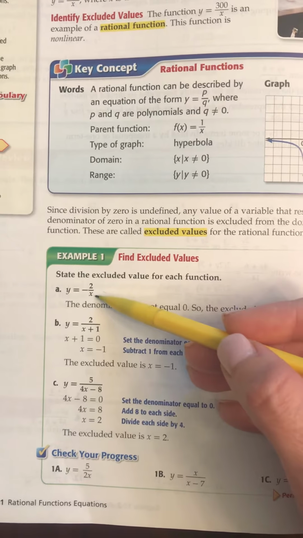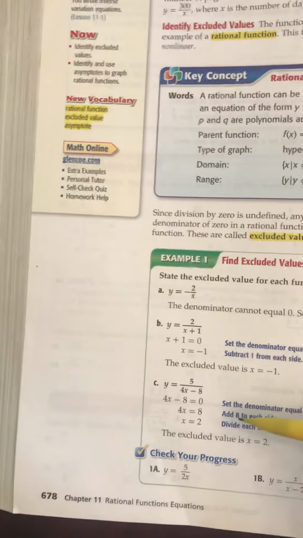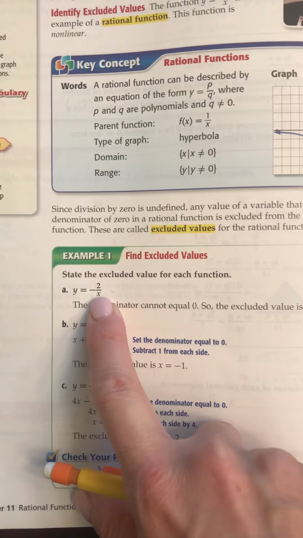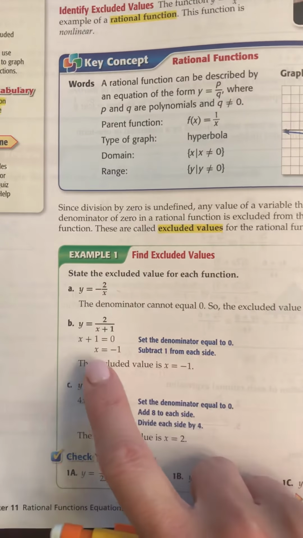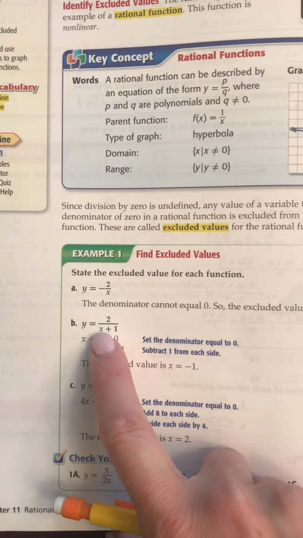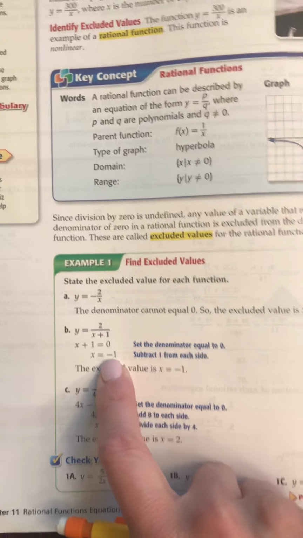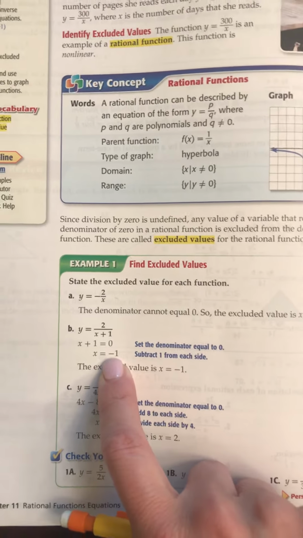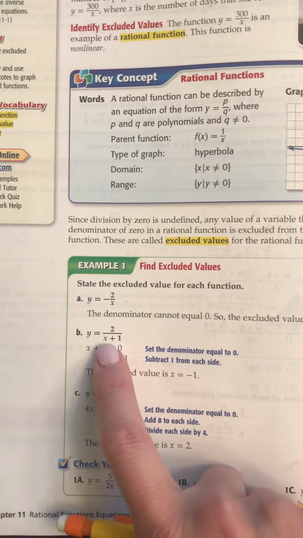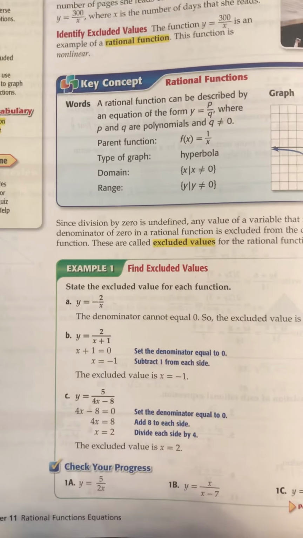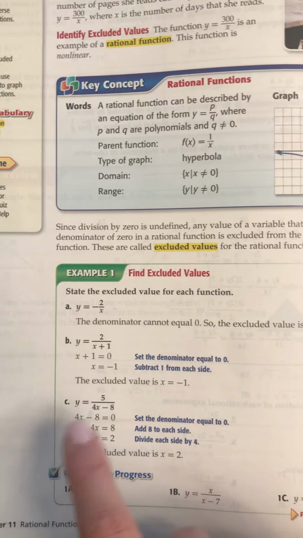So for example, this function right here, and I'm on page 678 in your book, there's going to be an excluded value. X cannot equal zero there. On this one right here, if you set x plus 1 equal to 0, you end up getting x equals -1. That would be an excluded value. Like that -1, if you plug it back in, -1 plus 1 is 0 in the denominator, and that's a problem for that particular function.